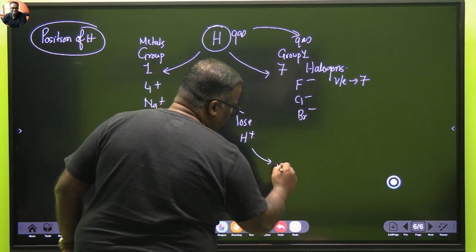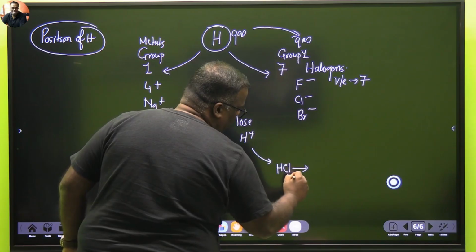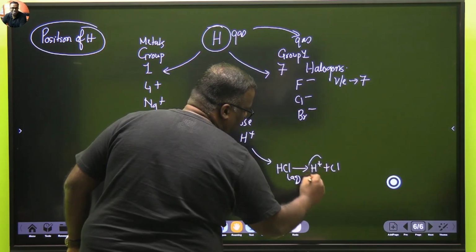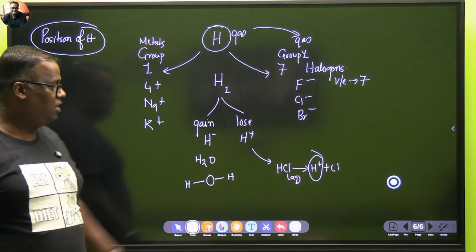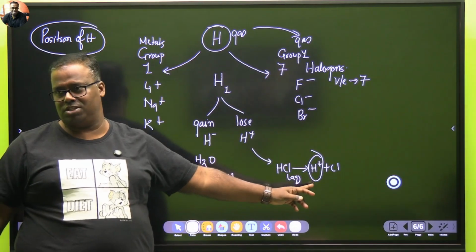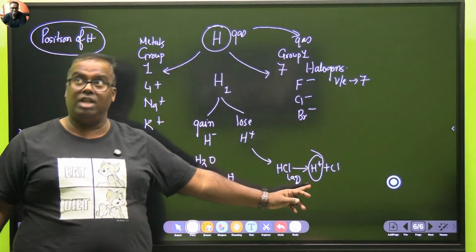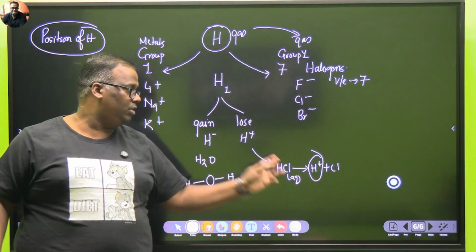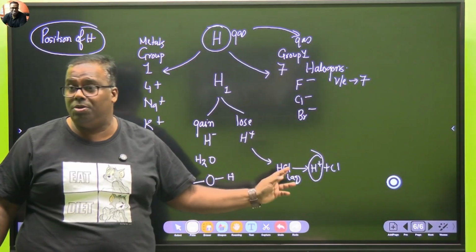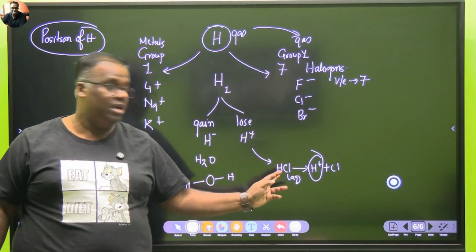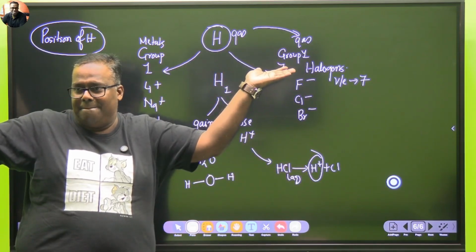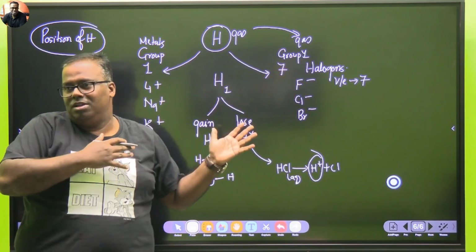Let's look at an acid, HCl. If we take this acid in aqueous form, it becomes H plus and Cl minus. The entire study of acidity is based on your ability to lose H plus. What are acids? Acids are the compounds which lose H plus. So one thing is very clear: does H plus form? Definitely it forms. If H plus did not form, there would be no acids in the world. All acids come from H plus.